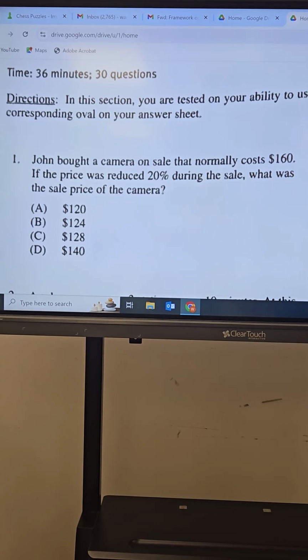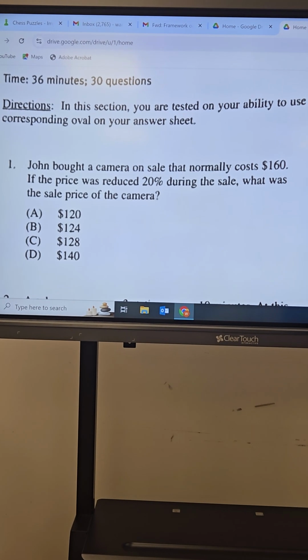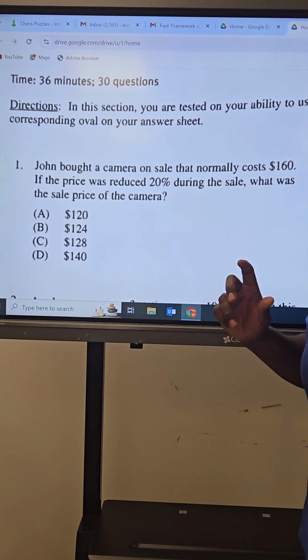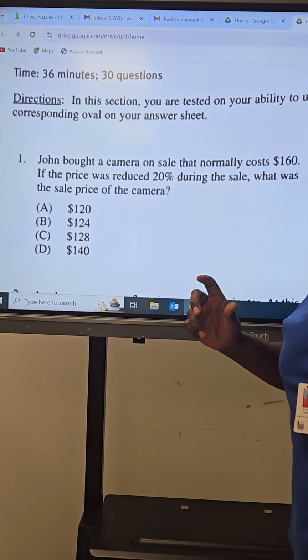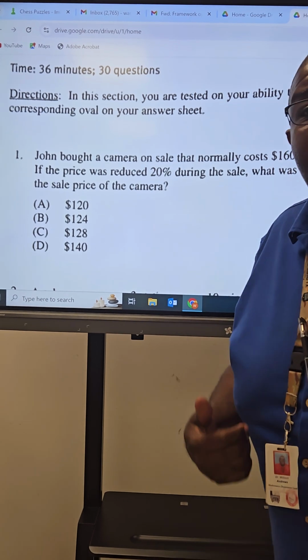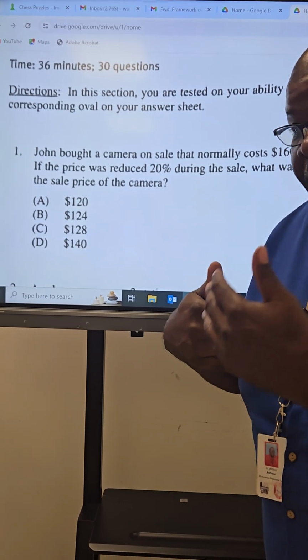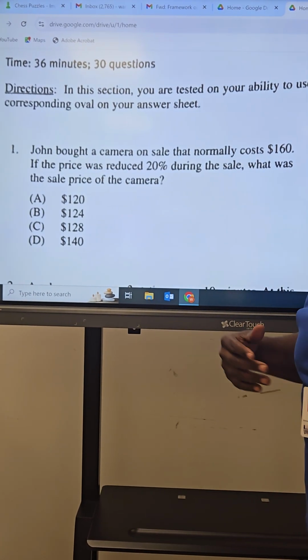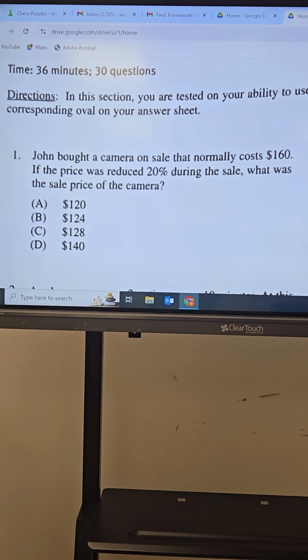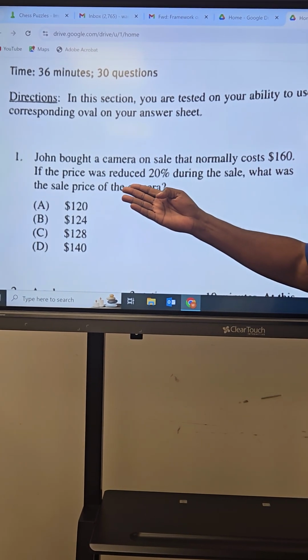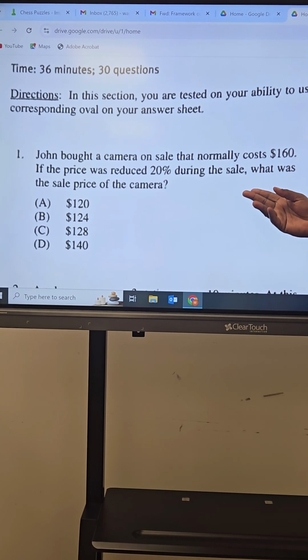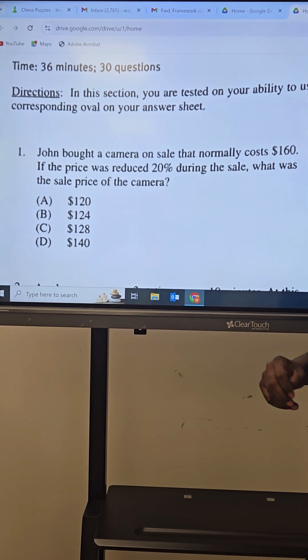I want everyone in class to look at number one. We're setting up ratios and proportions, and since we did a warm-up with fractions, we've been familiar with working with fractions and mixed numbers. So let's look at the first problem. John bought a camera on sale, normally costs $160. If the price was reduced by 20% during the sale, what was the sale price of the camera?